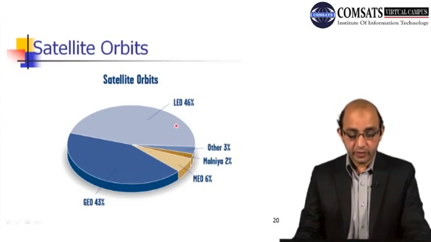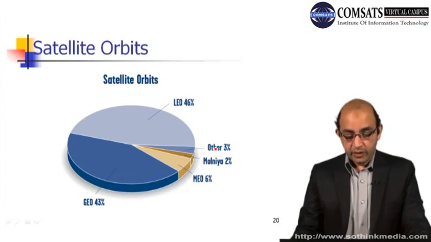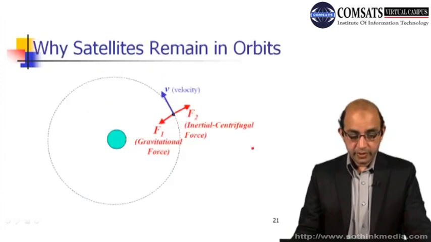So you can see we have a lot of satellites that are actually in LEO, 46%, and then if we talk about MEO, 6%, and GEO is in second place. LEO is on the higher side, the highest. Second is GEO, 43%. MEO is third, and then we have other 3%.